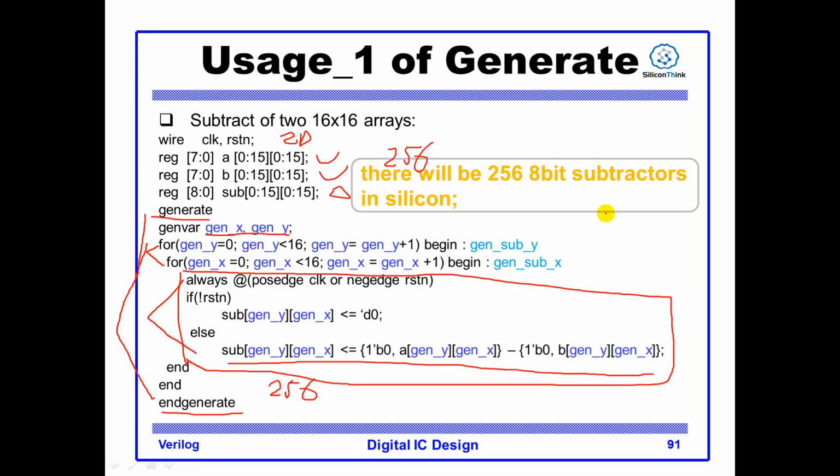So there will be 256 8-bit subtractors in this silicon. So for each cycle, you can do the subtraction operation for the whole array. Yes, just in one cycle, not in 256 cycles.